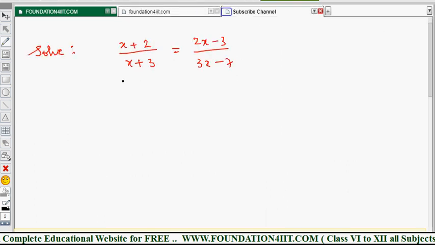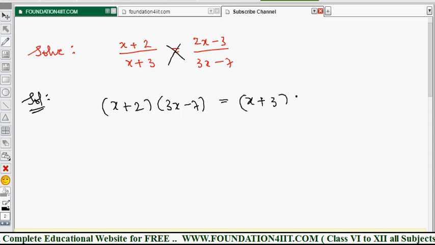According to the quadratic equation, we need to convert into general form first. So before solving this, we need to do cross multiplication. If you do cross multiplication, that is x plus 2 into, okay, these both like this. First fraction numerator, second fraction denominator. That is 3x minus 7 is equal to as it is, and these both, that is x plus 3 into 2x minus 3. Left side and right side, normal multiplication you do. Just take x and multiply these both in that way.